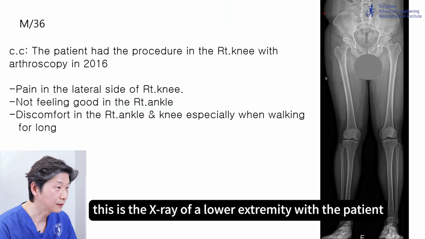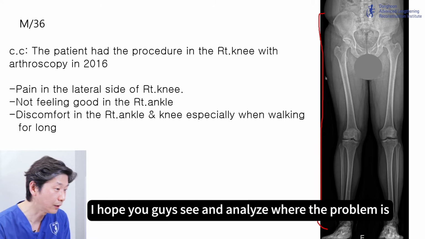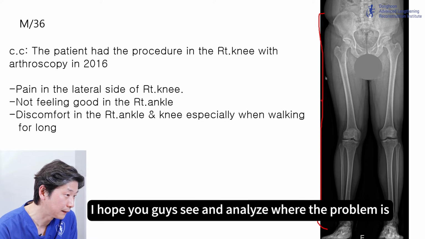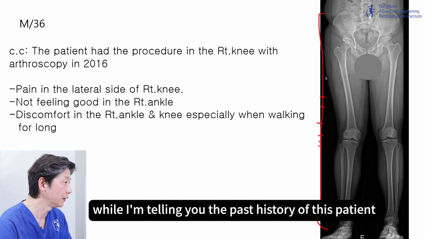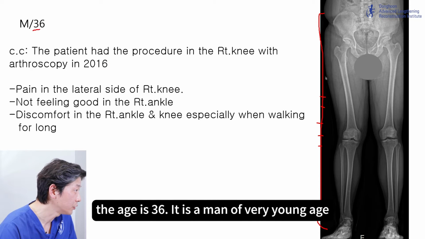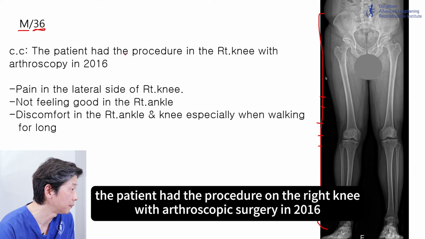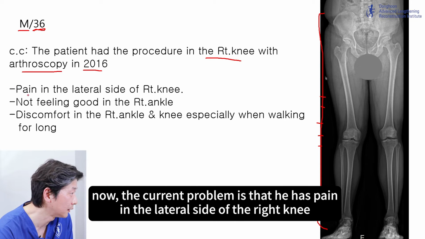Let's see. This is the X-ray of the lower extremity of the patient. I hope you see and analyze where the problem is and which deformity the patient has while I'm telling you the past history of this patient. The age is 36. It's a very young man. The patient had an arthroscopic surgery in the right knee in 2016.